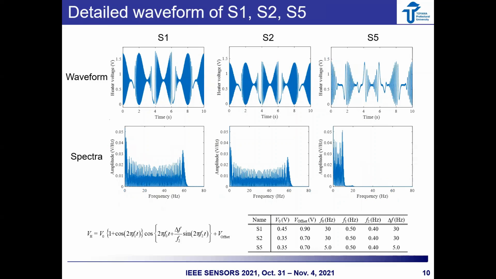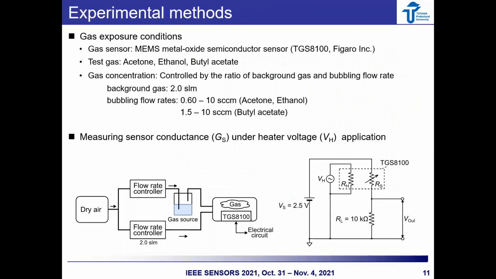This slide shows the waveform and the spectra of each waveform. First, the voltage of S1 varies in the range from 0 to 1.8 volt, and frequency ranges from 0 to 60 Hz. Second, in S2, they are from 0 to 1.4 volt and from 0 to 60 Hz. And in S5, they are from 0 to 1.4 volt and from 0 to 10 Hz.